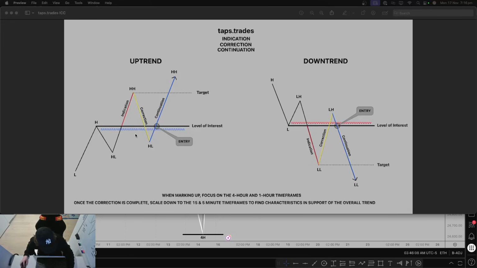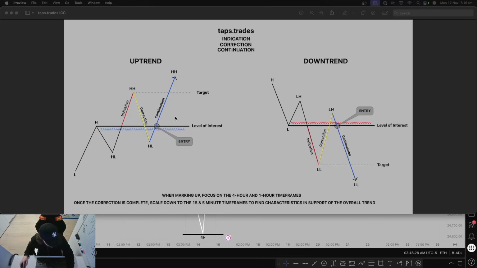I'll also quickly mention, when we get that indication phase, that higher high, we want to draw our level of interest at that high right here. So we've got a low, we've got a higher low, and a higher high. Then that's when we start drawing our level of interest. That's what I've always done.